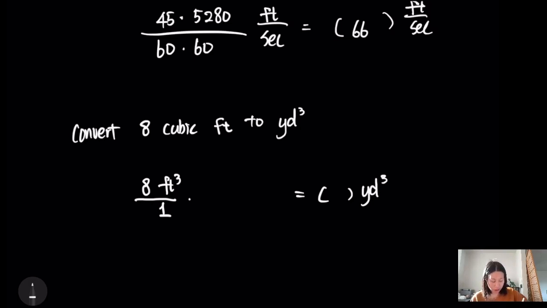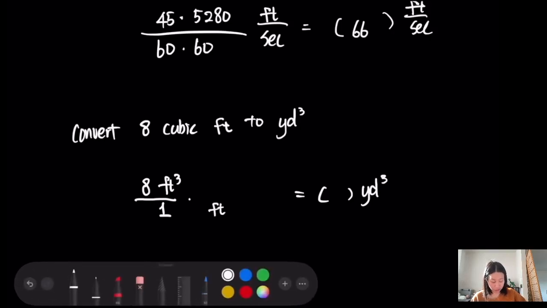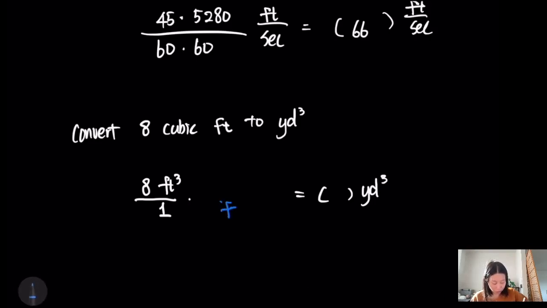We know that every 1 yard, we want to get rid of feet, so the feet has to be in the bottom. Every 1 yard equals to 3 feet. So here is our conversion factor. But notice that the unit, you have a cubic, but this one has 1 exponent. So that means this is reduced by 2. That means it's not enough. That means we need to do the same thing again, multiply the conversion factor.